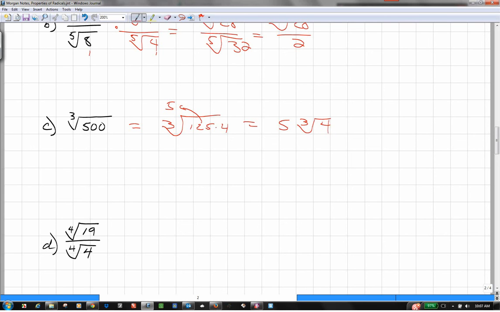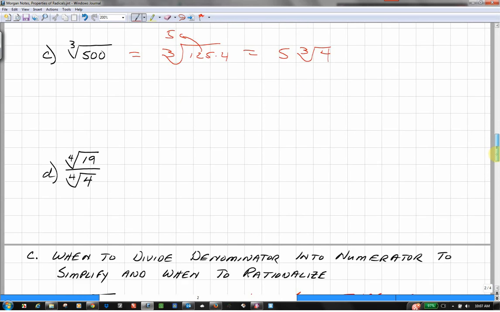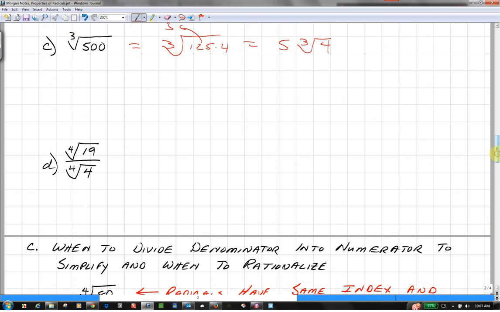Moving down to our letter D, I have a situation again where I would like to be able to divide the denominator into the numerator. They both have the same index, but I can't. So the only way I'm going to simplify this one is by rationalizing the denominator. So I'm thinking to myself, it's a 4th power. My next perfect 4th power would be 16, since 2 to the 4th is 16. So I'm going to make what's under the radical in my denominator be 16. So I would have to multiply the numerator by the 4th root of 4, and the denominator by the 4th root of 4.